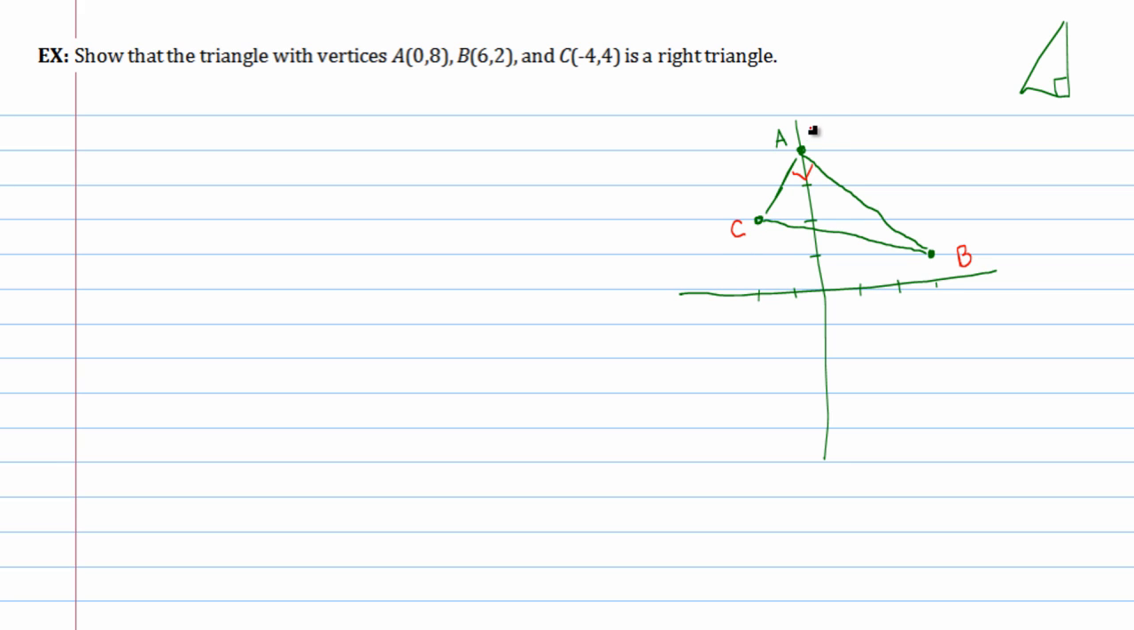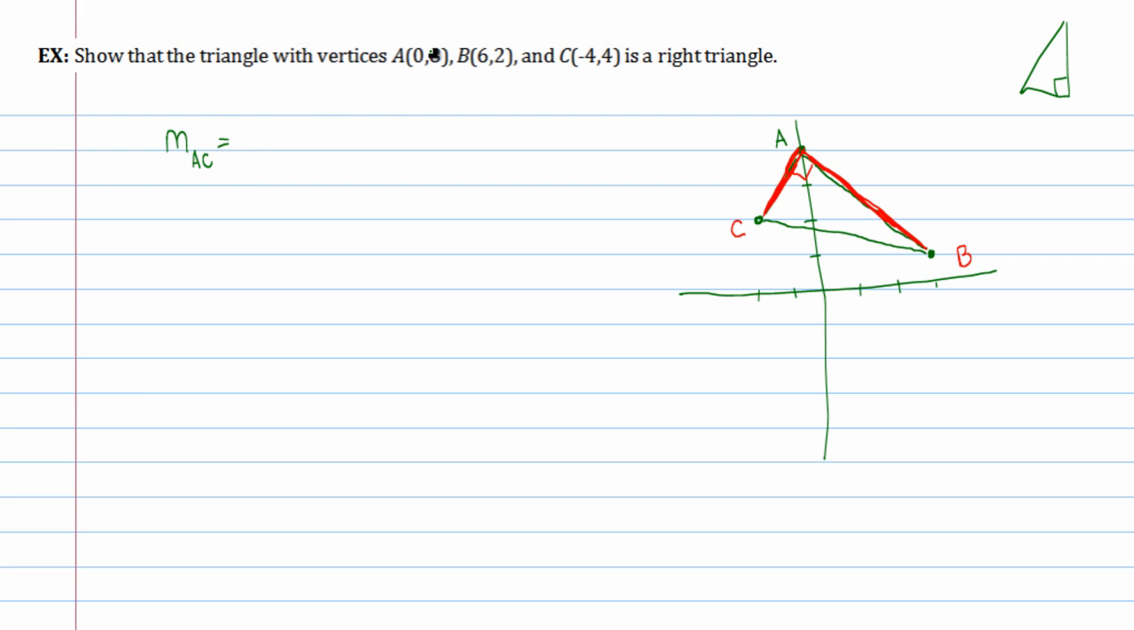So how do I use this information to find out if this is a right triangle? Well, a right triangle means that you have two legs that meet perpendicular to one another at a 90-degree angle. So we're hoping that these two lines are perpendicular. For those two lines to be perpendicular, the slopes of the lines should be opposite reciprocals. So let's find the slope of the line connecting A and C.